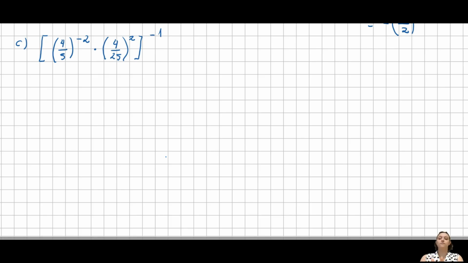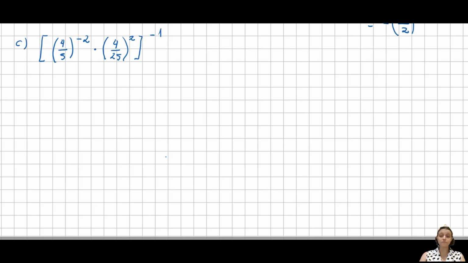Because we have 4 divided by 5, and then we have 4 divided by 25. But if we factor 25, we'll have 5 to the power of 2. So we can convert this power into the same base as the first one. So this is the first thing we have to do. The first thing we have to do is observe if all the bases of all the powers are the same to be able to apply the properties. If they are all the same, as in exercises A and B, then we'll just apply them directly.